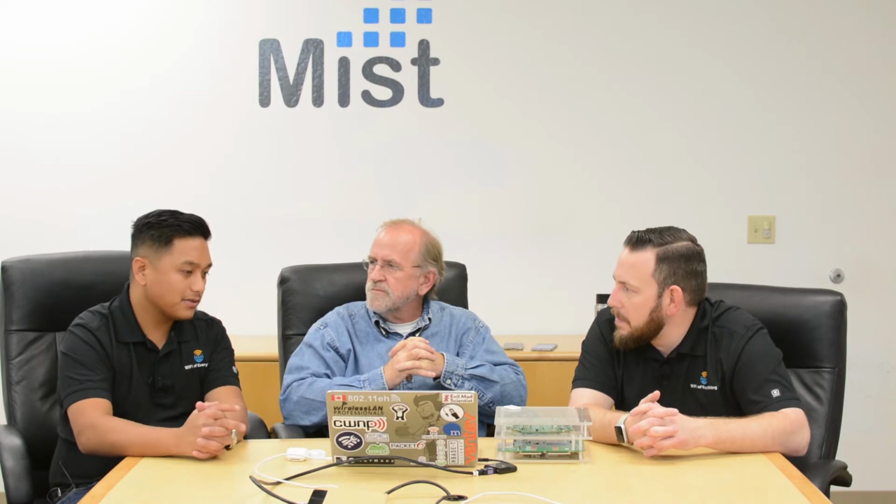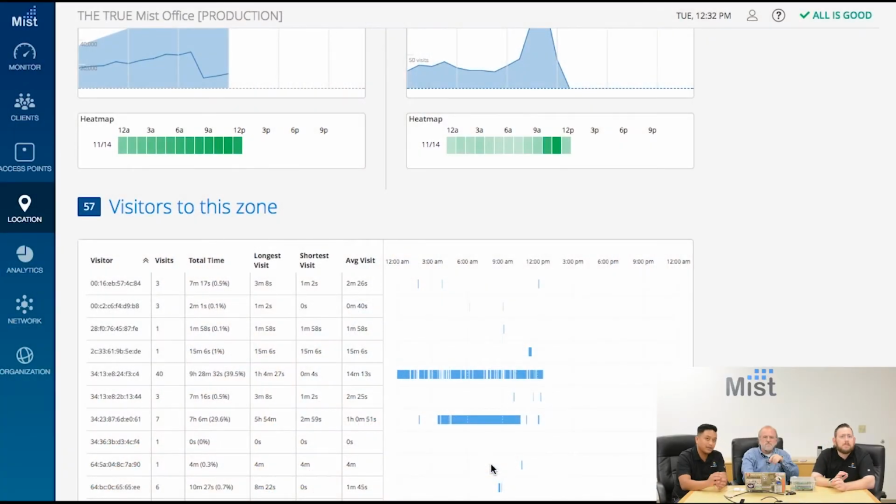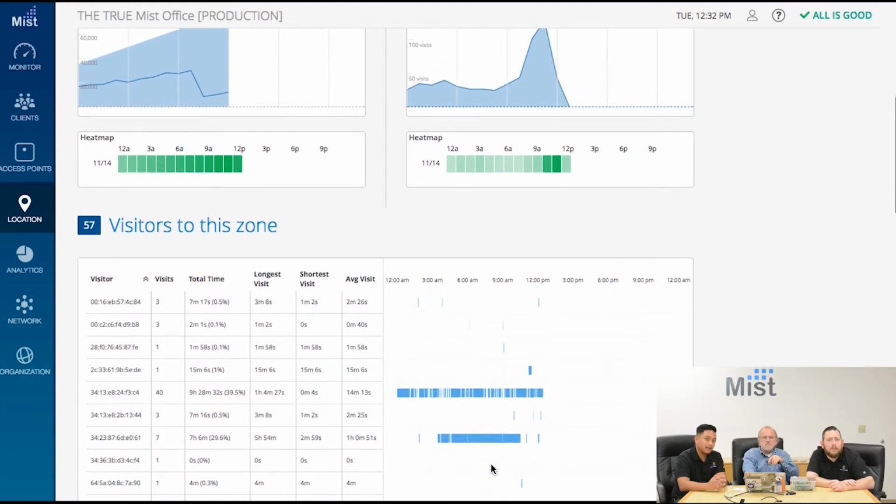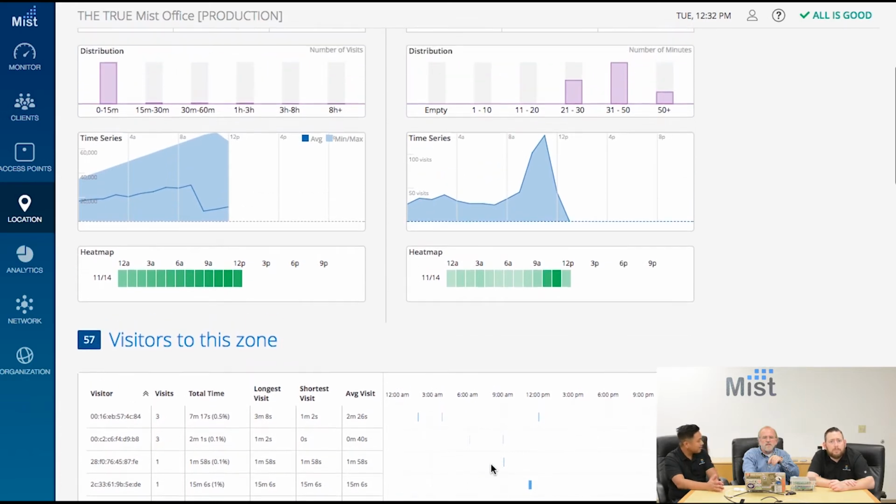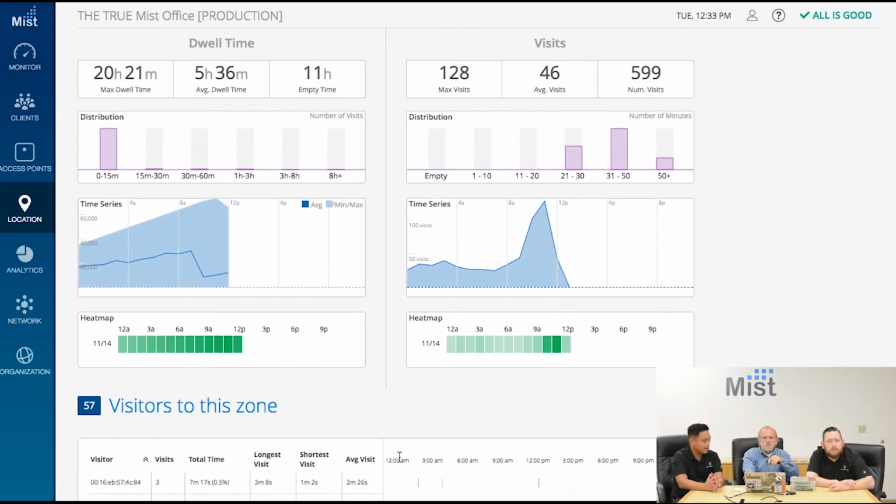So with this view here, I see there's a heat map. So here you can tell how many devices are in a zone at a specific time. Correct.